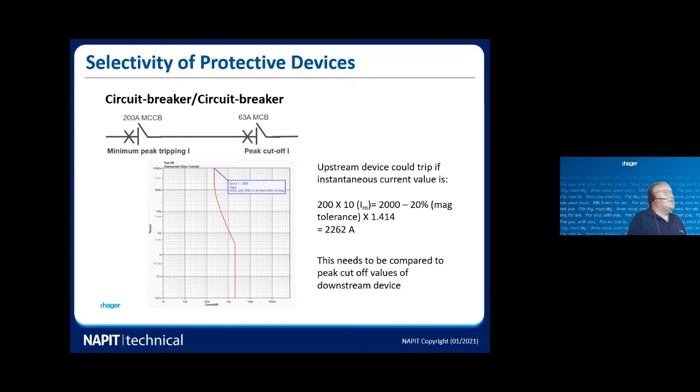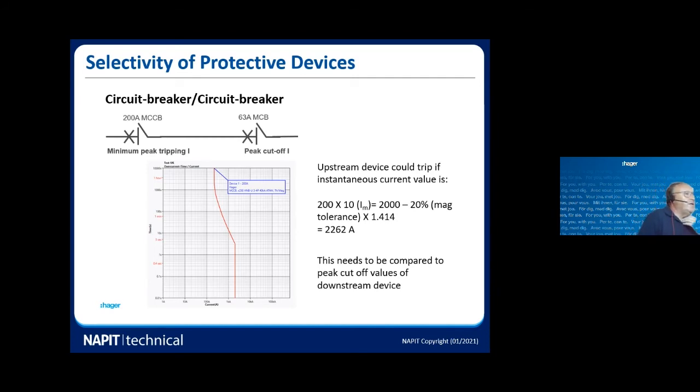Now, the next example is circuit breaker upstream and circuit breakers downstream. It gets a little bit more complicated here, especially when we're talking about, again, desktop studies. If you're talking about different manufacturers, you may have to use desktop studies, but you won't get the best information because it's not based on real world scenarios from testing.